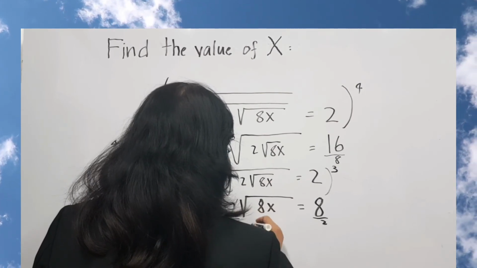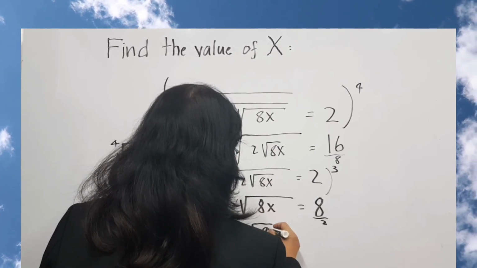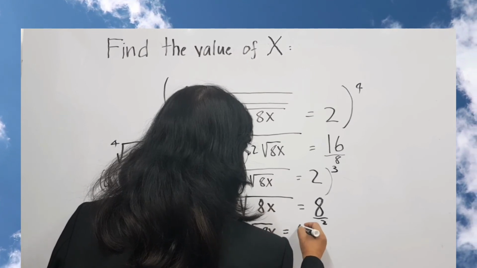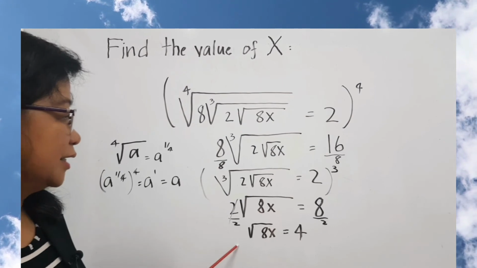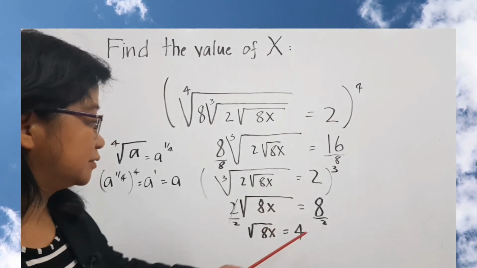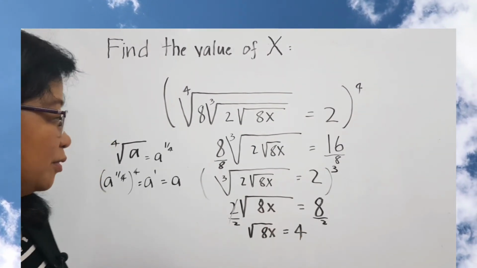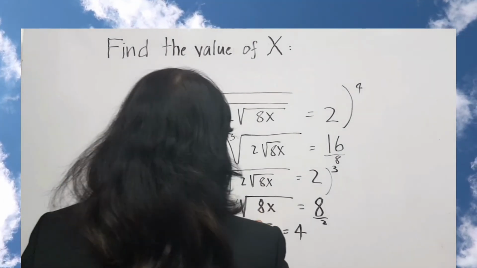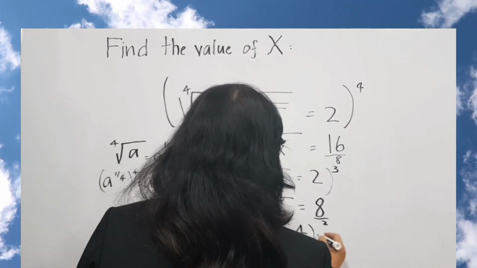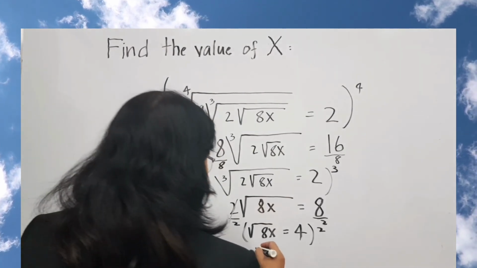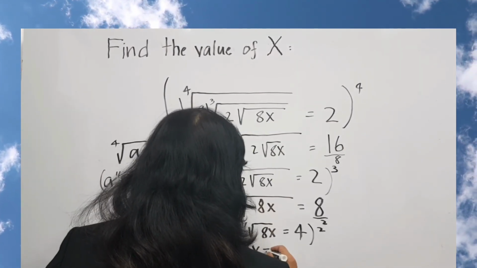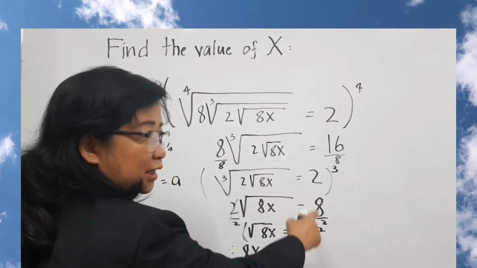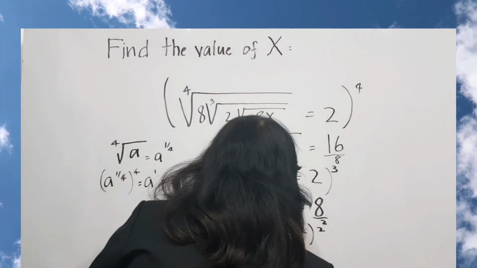So, here we are again. The square root of 8x is equal to 4. Now, again, we have to raise this one to the exponent 2. Again, raise it to the 2. Therefore, 8x is equal to 4 times 4, which is equal to 16.